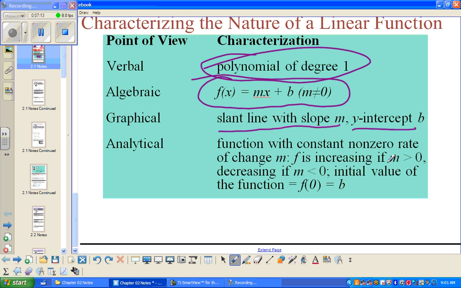When m is greater than 0, the function's increasing. When m is less than 0, it's decreasing. And its initial value, f of 0, is b. So one thing to really make note of, you'll see the phrase initial value often. That's basically saying plug 0 in for x, and what's the y value you get. Or it's the same as saying the y-intercept. So don't be confused by the phrase initial value. You've used that for years also as y-intercept.